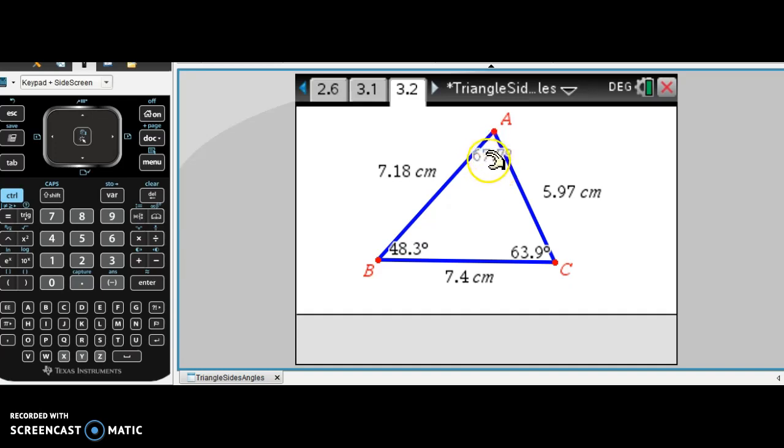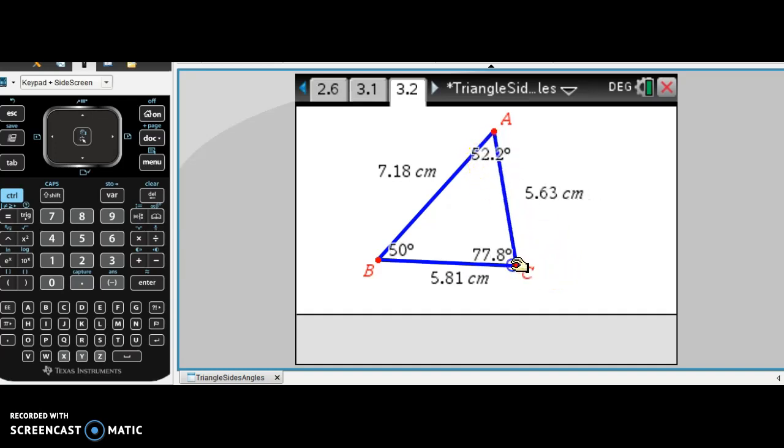Right now, I'm going to make angle A smaller. And so I'm moving it in. Angle A is now smaller. Well, I could also make angle A bigger. I'm going to do that by moving point C again.